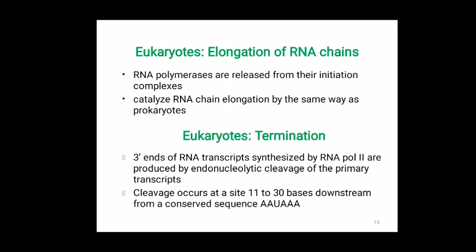Next step is elongation of RNA chains in the eukaryotes. The RNA polymerases are released from the initiation complexes, then catalyze the RNA chain elongation in the same way as prokaryotes. And termination: the 3' ends of the RNA transcripts synthesized by RNA polymerase 2 are produced by an endonucleolytic cleavage of the primary transcript. The cleavage occurs at a site 11 to 30 base pairs downstream from the conserved sequence called AAUAAA.